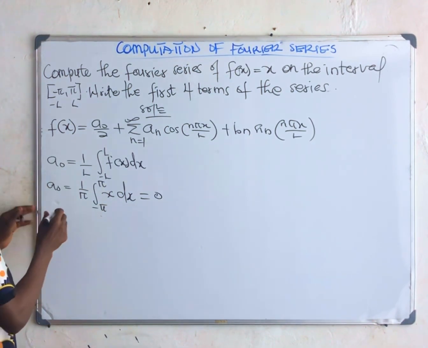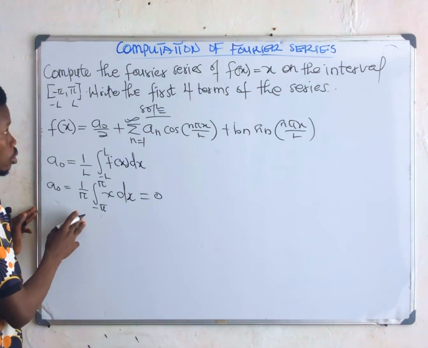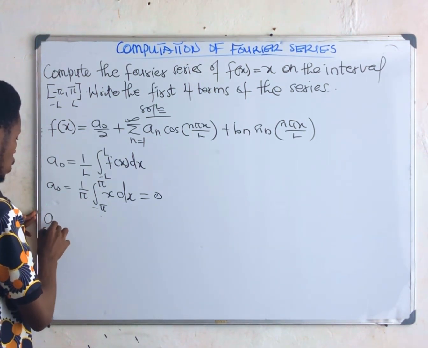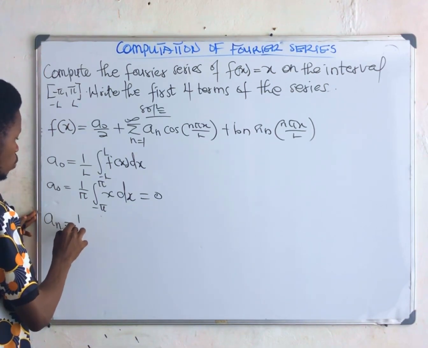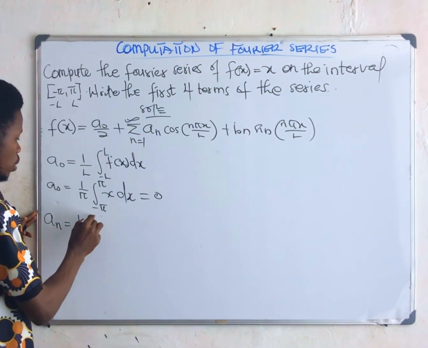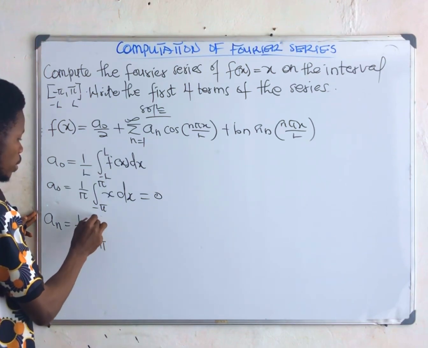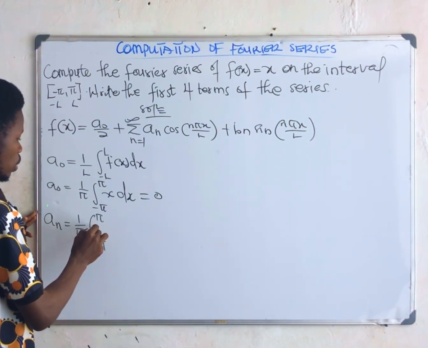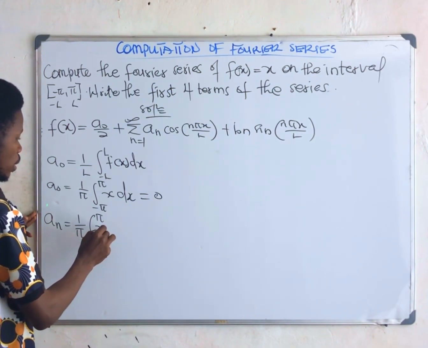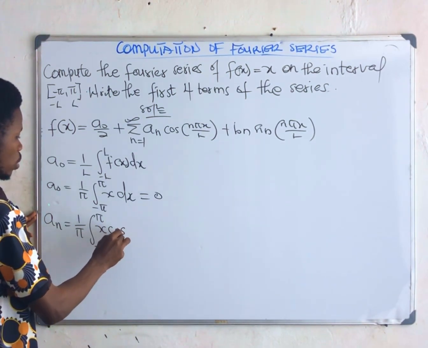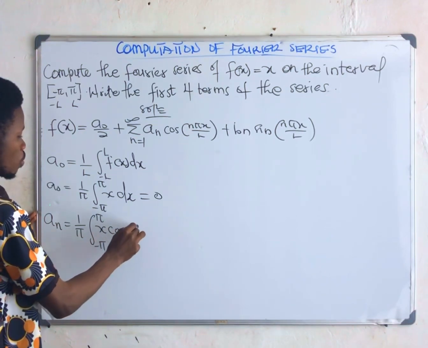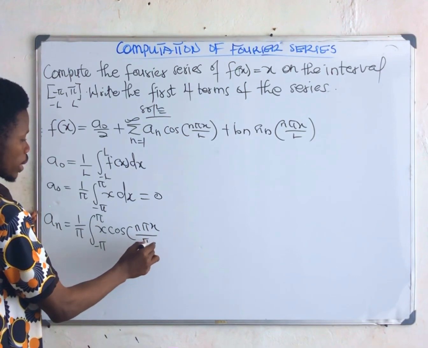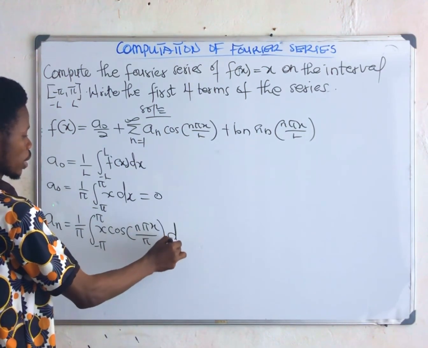Okay. Now, once that one is 0, let's also look at an, which is giving us 1 over pi, right? I'm going straight. The integral of negative pi to pi. The function is what? x. You know an is cos. Now here is supposed to be n pi x over l, but here l is pi, dx.